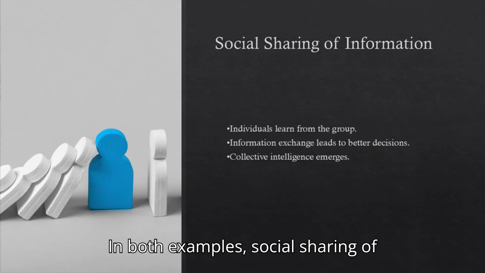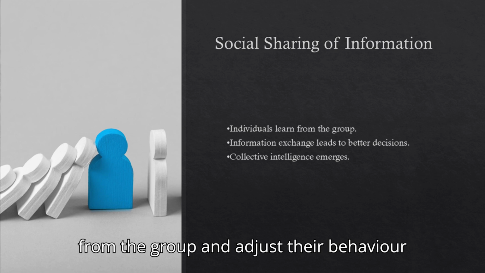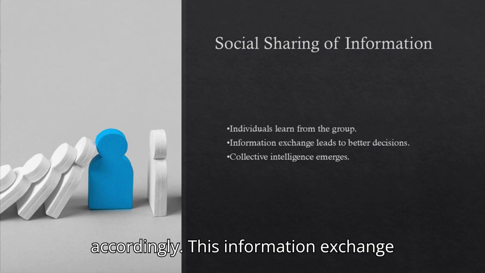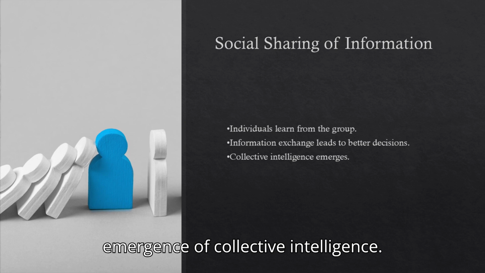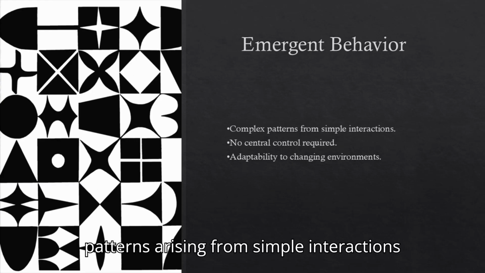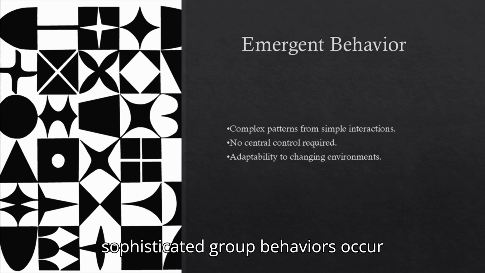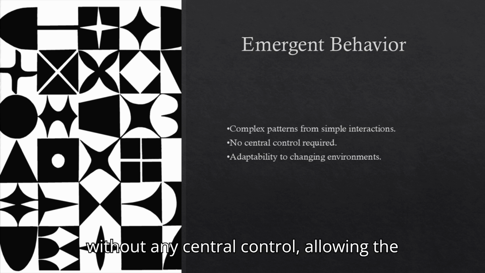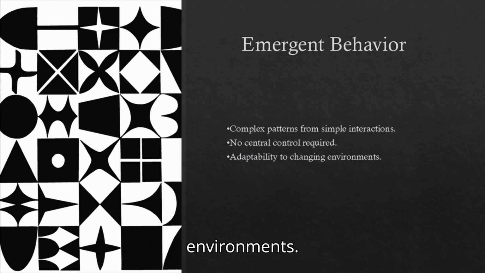In both examples, social sharing of information is crucial. Individuals learn from the group and adjust their behavior accordingly. This information exchange leads to better decision-making and the emergence of collective intelligence. Emergent behavior refers to complex patterns arising from simple interactions among individuals. Remarkably, these sophisticated group behaviors occur without any central control, allowing the group to adapt quickly to changing environments.